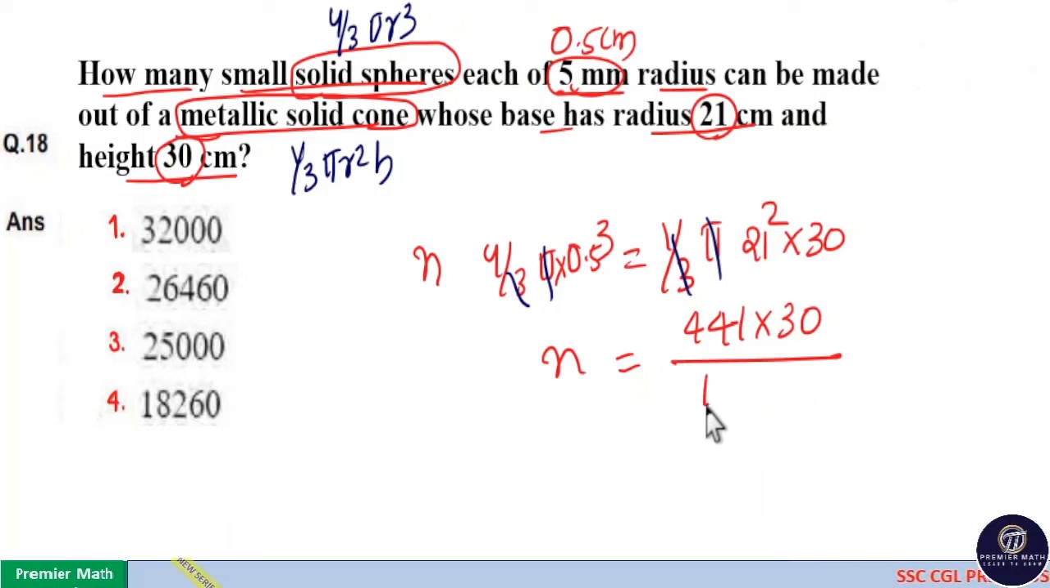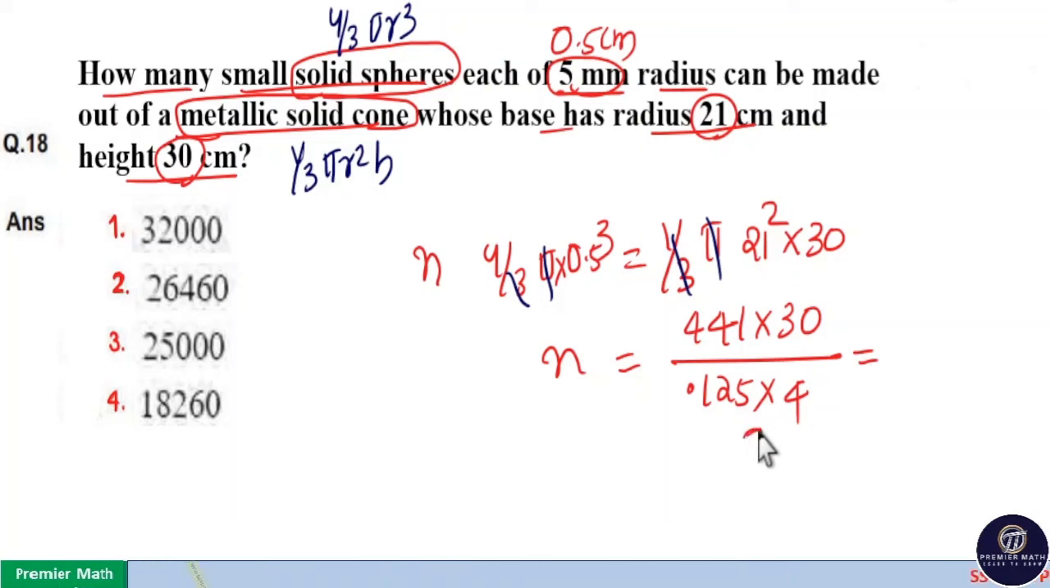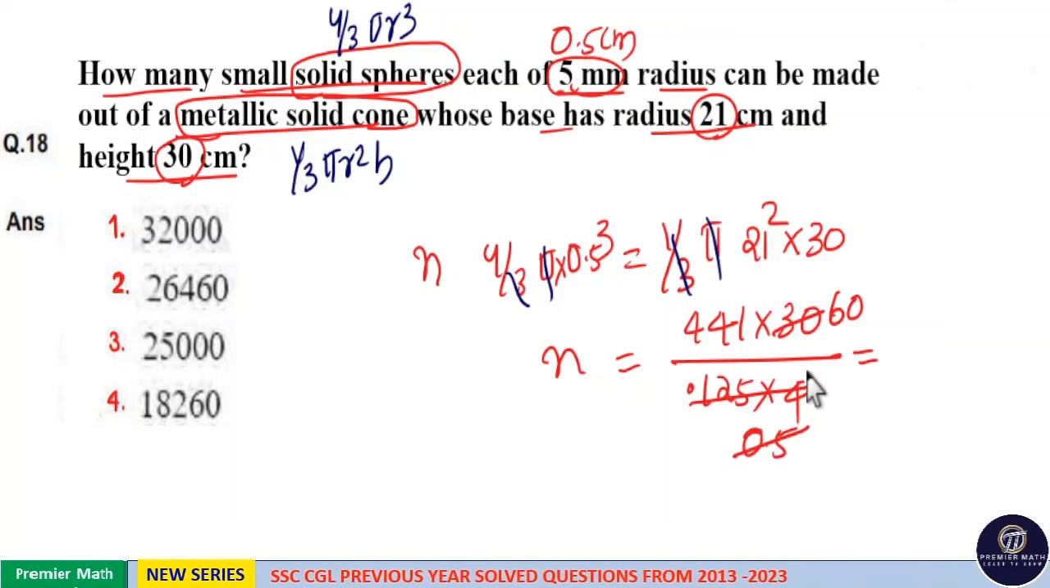5 cube is equal to 125. So 0.5 cube is equal to 0.125 into 4. Now 125 into 4 is equal to 500. So 0.125 into 4 is equal to 0.5. Now this 0.5 goes 60 times in 30. 5 goes 6 times in 30. So 0.5 goes 60 times in 30.